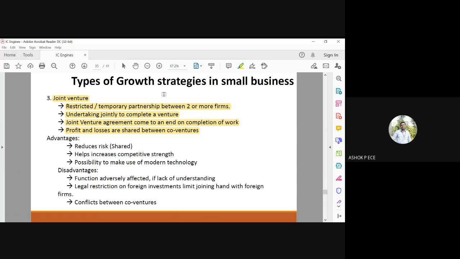Sometimes one company will have the money, one company will have the machinery. So they both join so that one can use the money and one can use the machinery. They can create a product. That is also a best example of a joint venture.